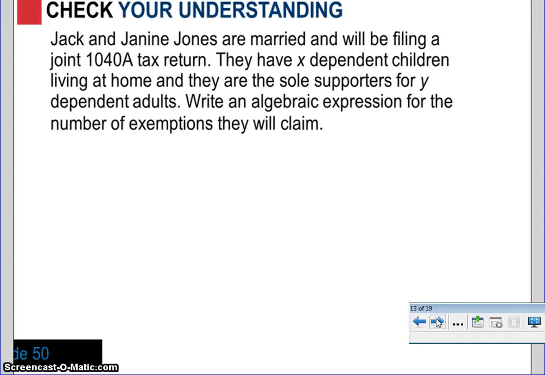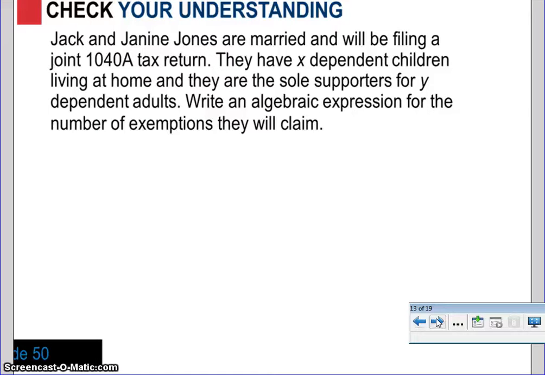So Jackie and Janie are married. They'll be filing a 1040A. They have X dependent children and Y adults that live with them. Write an algebraic expression for the number of exemptions they will claim. Please press pause, solve this, and come back.